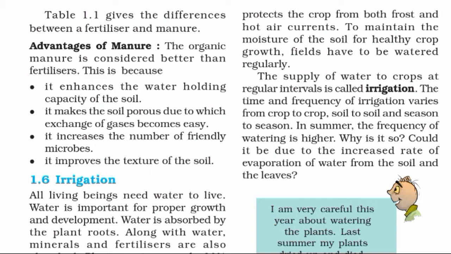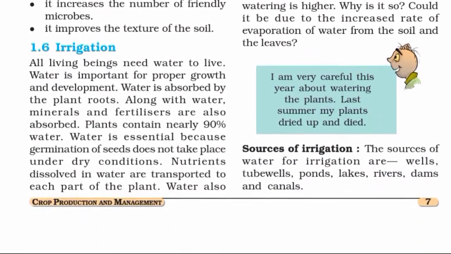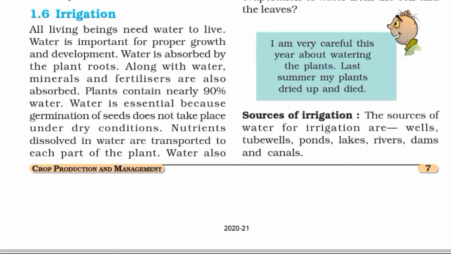In summer, the frequency of watering is higher. Why is it so? Could it be due to the increased rate of evaporation of water from the soil and the leaves? Bujo immediately said, "I'm very careful this year about watering of the plants. Last summer, my plants dried up and died."